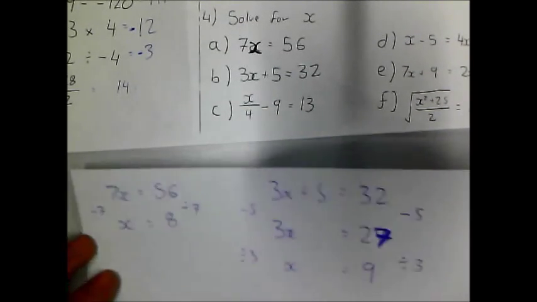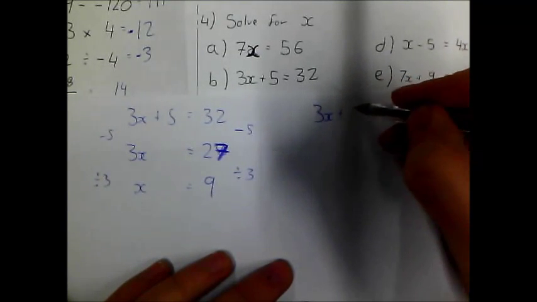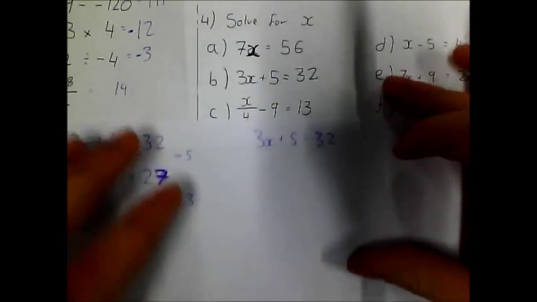Okay, next one, I have 3x plus 5 equals 32. So first thing I'm going to do is get rid of that plus 5. I've just done that one, beg your pardon.